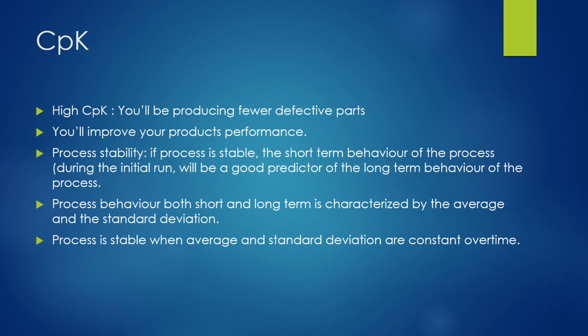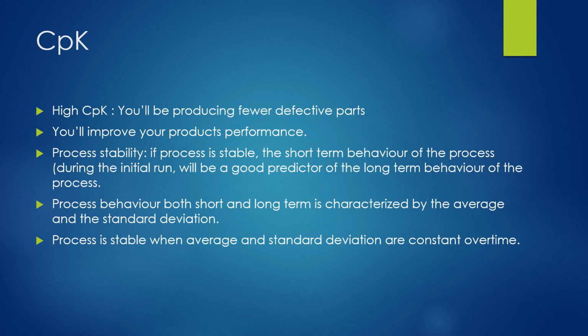High CpK, you will be producing fewer defective parts. So if we have the CpK limit more than 1.33, then we can say there are fewer defects or fewer quality failures observed in the product. So if it is having high CpK, you will improve your product performance as well.